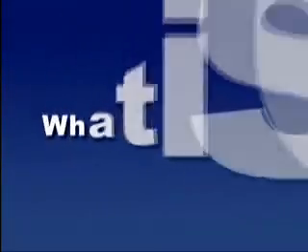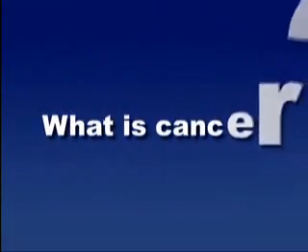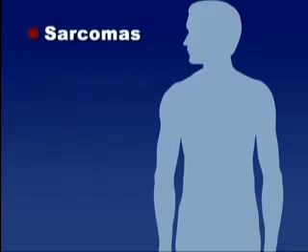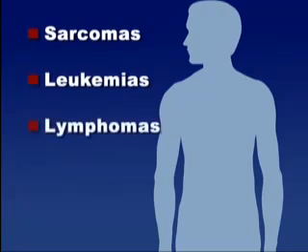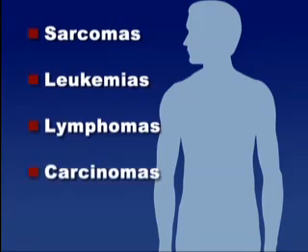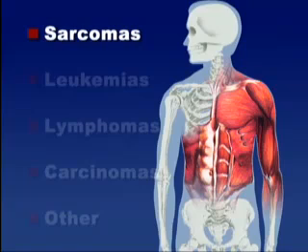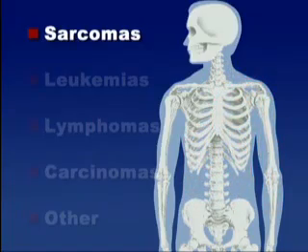What is cancer? Contrary to what many people believe, cancer isn't just one disease. There are more than 100 common types of cancer and many more subtypes, which can occur anywhere in the body. Sarcomas are cancers that originate in muscle, fibrous tissue, or fat, known as soft tissue sarcomas, or in bone and cartilage.